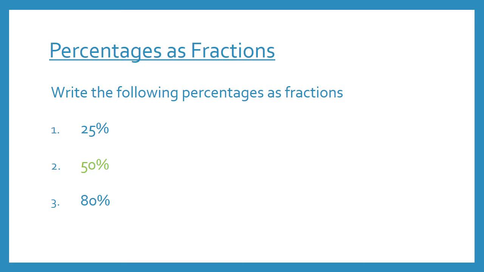Okay, so as before, we just write 50 over 100. And now we can simplify that down. You might see straight away we've got 2 zeros here. We have 5 over 10. And then you may realize that can be simplified further, or you may have just gone to 1/2 straight away. So the answer here is 1/2.